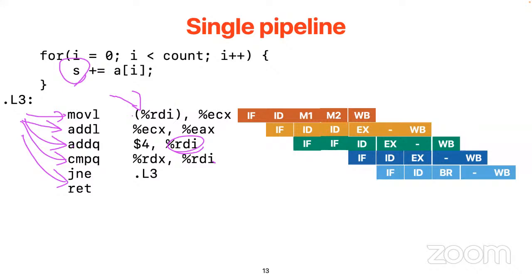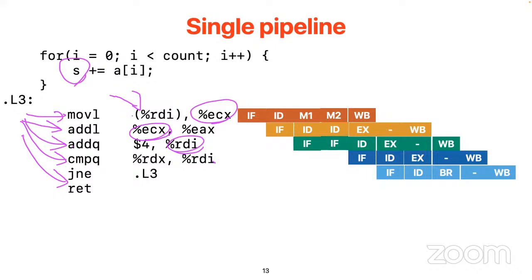This code is somewhat optimized already, and if you look at it, it's already a pretty compact representation. But with our pipeline, it still gives you a cycle stall, because the second instruction here depends on ECX, right?